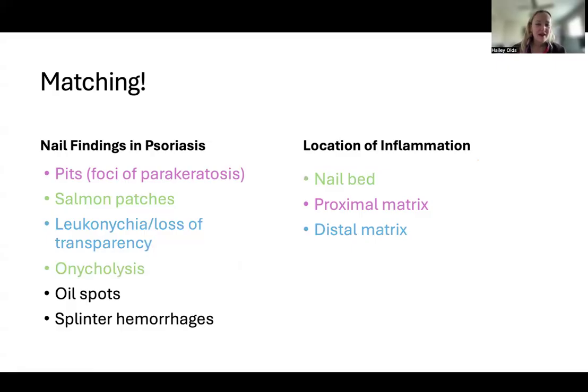Okay. Onycholysis is with the nail bed, and then oil spots are with the nail bed as well, which oil spots and salmon patches tend to go together. And then splinter hemorrhages are the nail bed as well. So most of them are nail bed. Pits are proximal matrix. Leukonychia is the distal matrix. So like more on the undersurface.